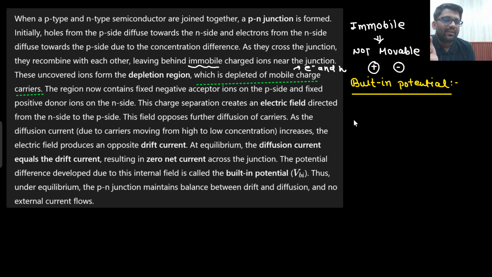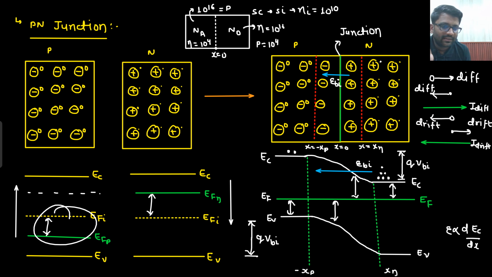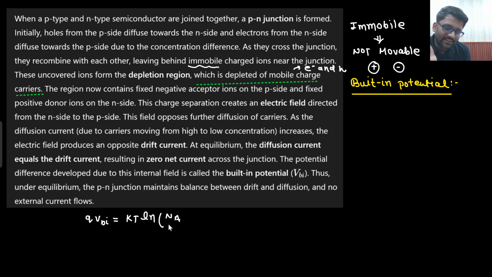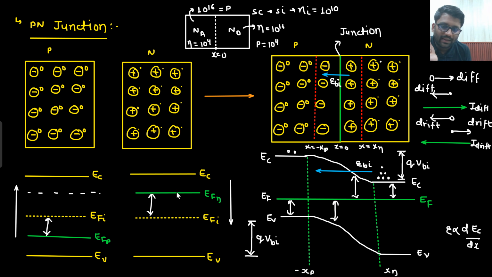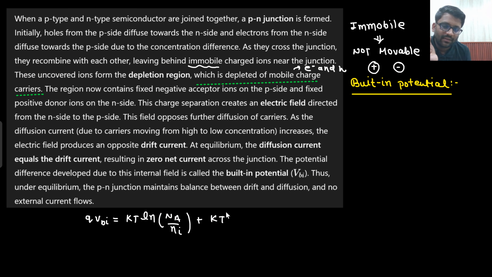So can I write down my qVBI as kT ln Na by Ni? I hope you remember the formula from basic semiconductor physics. Plus it needs to work for kT ln Nd by Ni. Is that clear to you? I hope that without any mathematics you are able to understand these kinds of things.